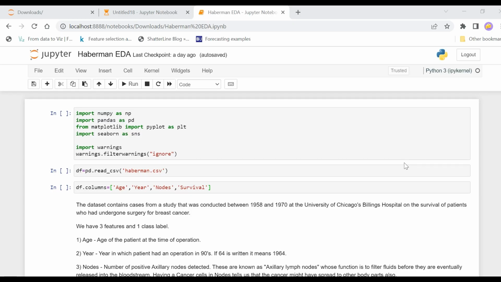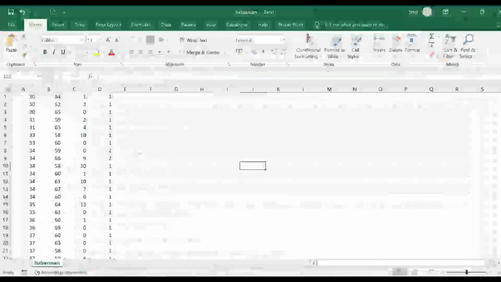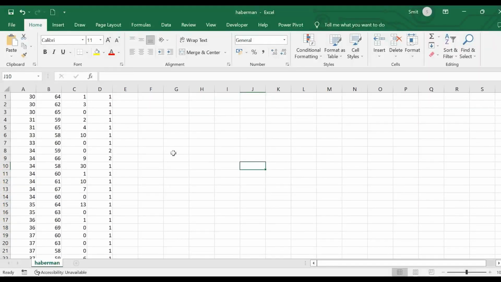So in this video, we will study and discuss the Haberman data set, and we will do some exploratory data analysis on this and understand a few insights which we can get from the analysis. So first of all, let us see the data set. I got this data set from Kaggle.